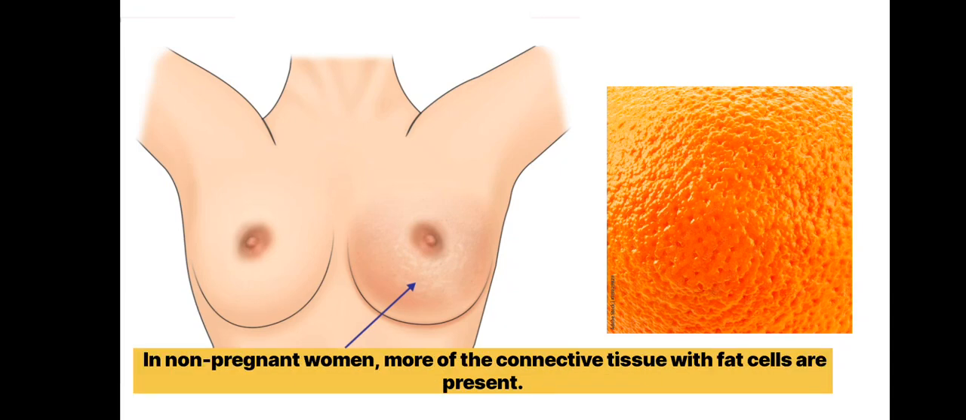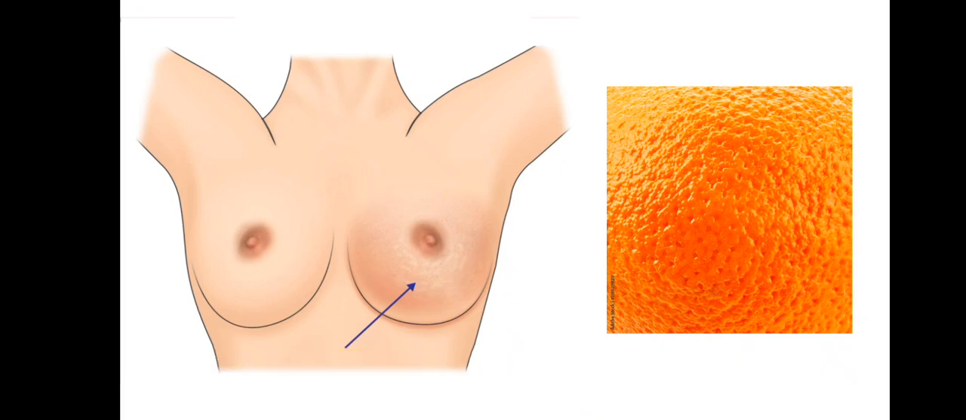In non-pregnant women, more connective tissue with fat cells is present. In pregnant women, connective tissue and fat cells are comparatively less. In lactating women, connective tissue stroma separates the lobes and lobules.